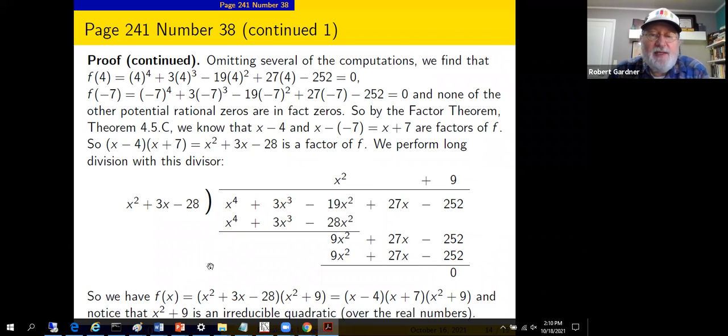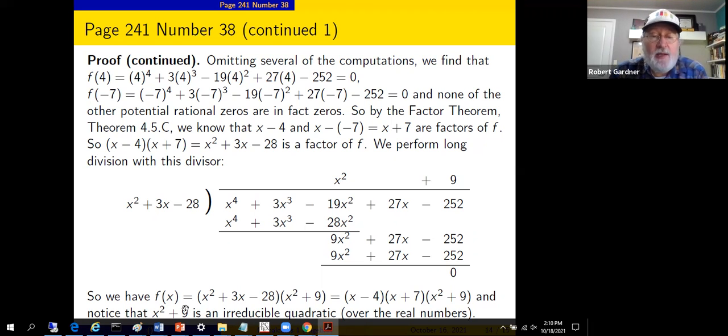f of x is this times that. x squared plus 3x minus 28 times x squared plus 9. In fact, x squared plus 3x minus 28 we know to be x minus 4 times x plus 7. So we've got f of x factored into this form. We just need to find the roots of x squared plus 9, or we need to factor x squared plus 9. Can't do that over the real numbers.